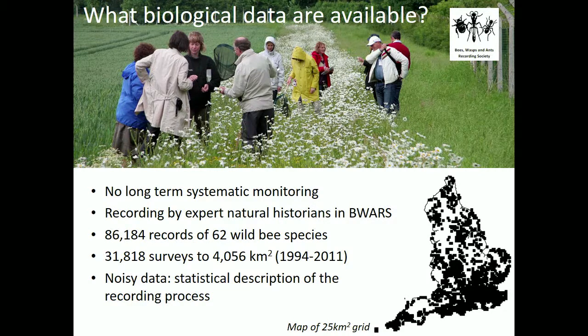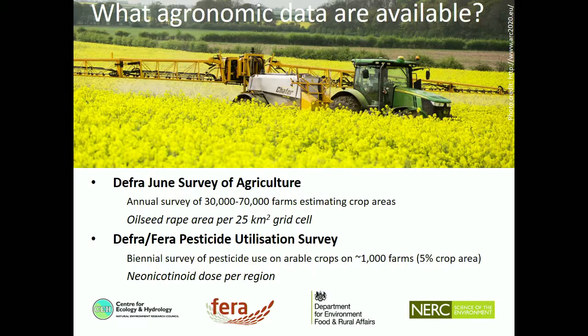So we've got some data, and we're going to be modeling 62 wild bee species. We have some data on oilseed rape, and we have some data on neonics too. There are 2 key data sets that we were fortunate enough to have access to. One is the June Agriculture Survey. This is an annual survey, and we were able to get the coverage of oilseed rape and reproduce the figure I showed you earlier with a massive growth in the coverage of oilseed rape.